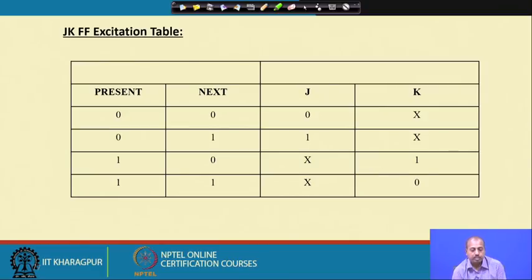Just to recapitulate, if the present value is 0 and the next value is also 0, J should be 0 and K can be do not care. Similarly, from 0 to 1, if the present value of the flip flop Q output is 0 and the next output we expect to be 1, I need to give J equal to 1 and K can be do not care. From 1 to 0, K should be equal to 1 and J is do not care. And for 1 to 1, K must be equal to 0 and J can be do not care. So, this is the JK excitation table. That is known to us.